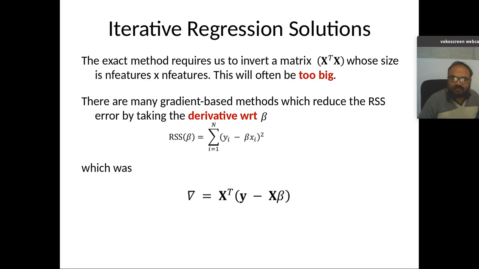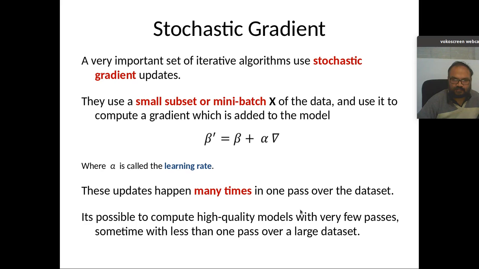So even if the matrix X transpose X is invertible, still it would be computationally hard, and in many cases the matrix X transpose X would not be even invertible. So for that, there are many gradient based methods which reduce the RSS error by taking the derivative with respect to beta. Which we already saw: you take the gradient and equate it to 0.